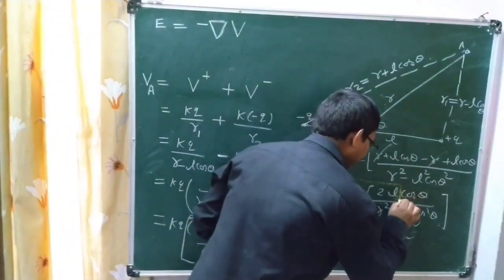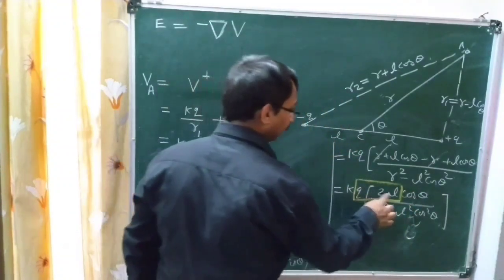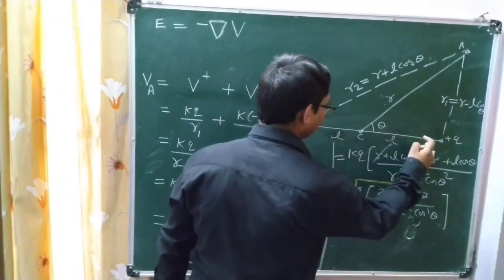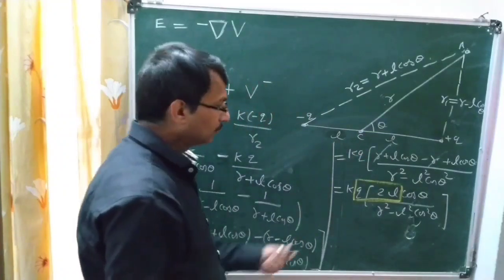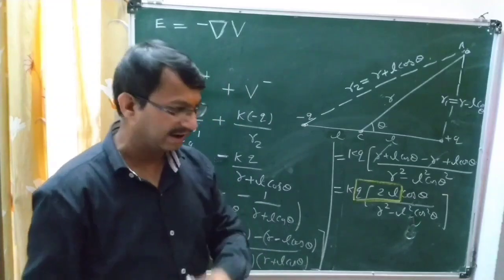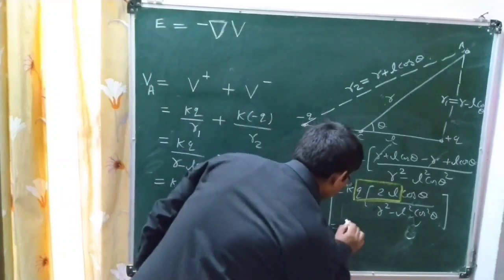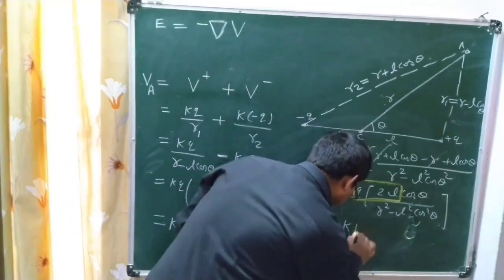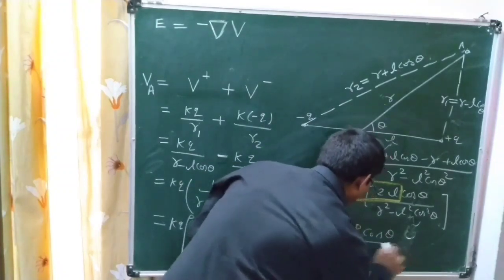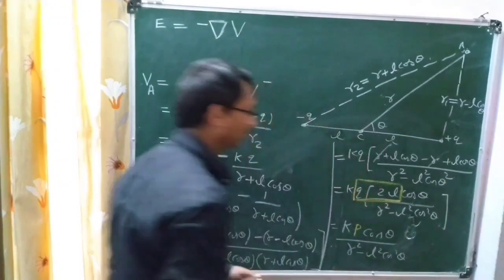Now see the term q into 2L. Q into 2L is the length of this dipole times the charge. Q is the charge of this dipole. So charge into length of the dipole gives the electric dipole moment, and the electric dipole moment is written as P, so it becomes K P cos theta upon r square minus L square cos square theta.